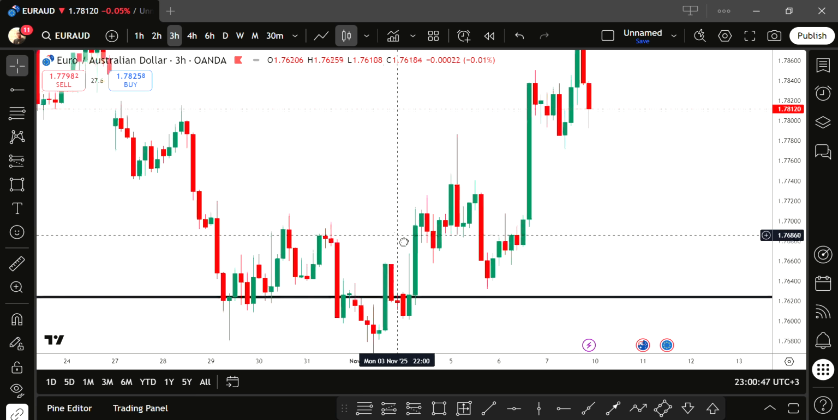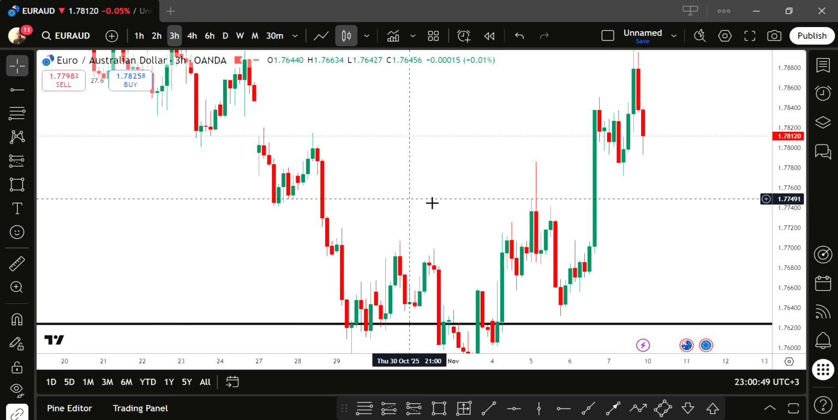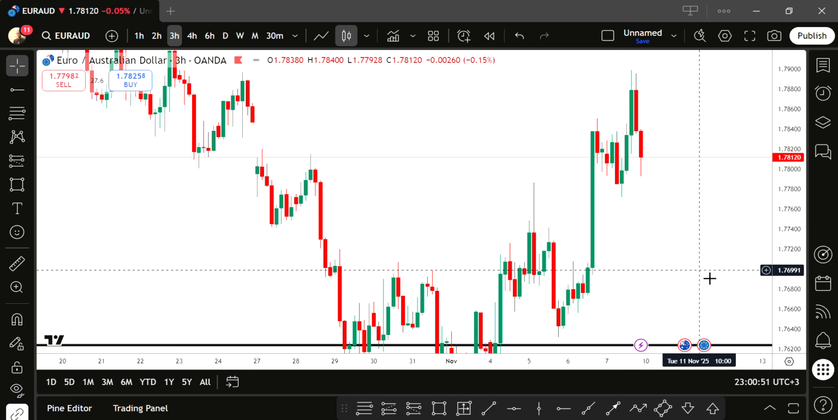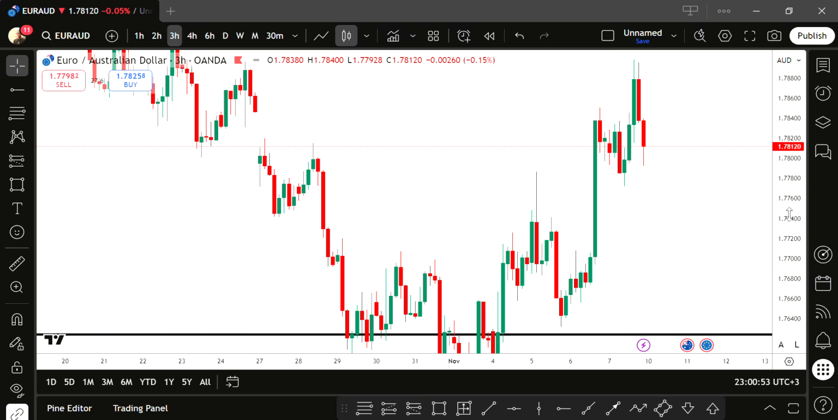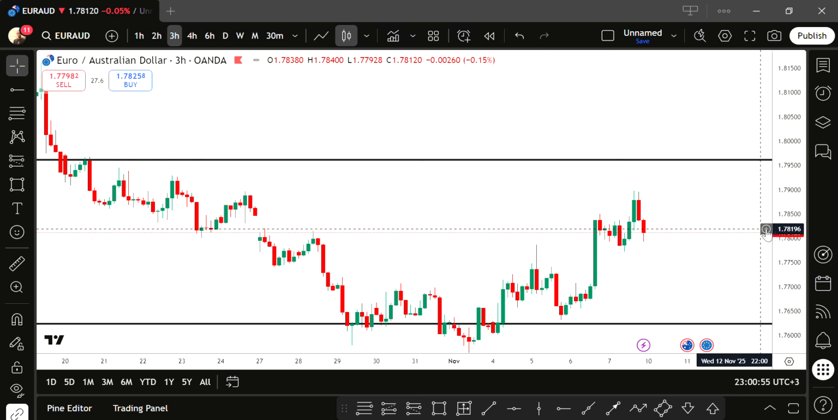So let's go for it. This is EURAUD. EURAUD was buying last week, so we're just going to do a simple analysis on how we were able to catch this buy on EURAUD. The name of the strategy is simple, the Tricorn strategy. So you can reach out, and I can teach you that. Okay, let's go for it.